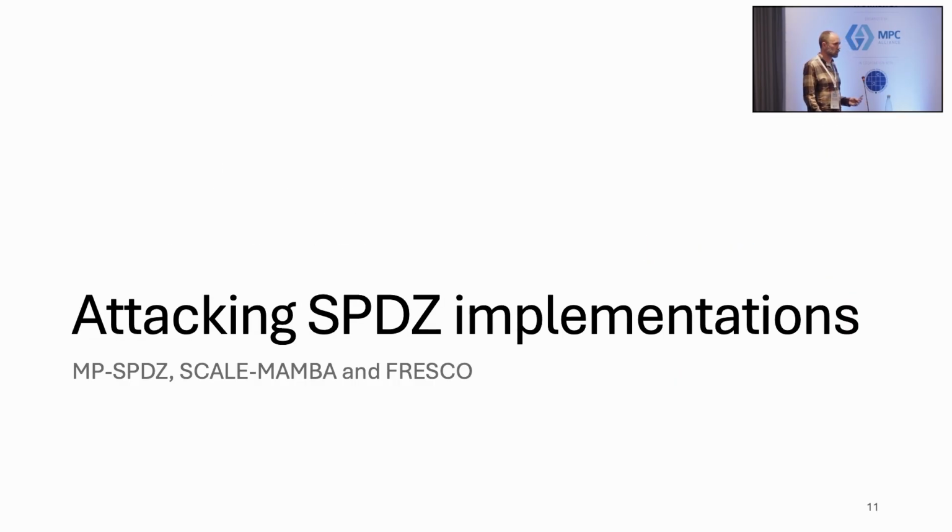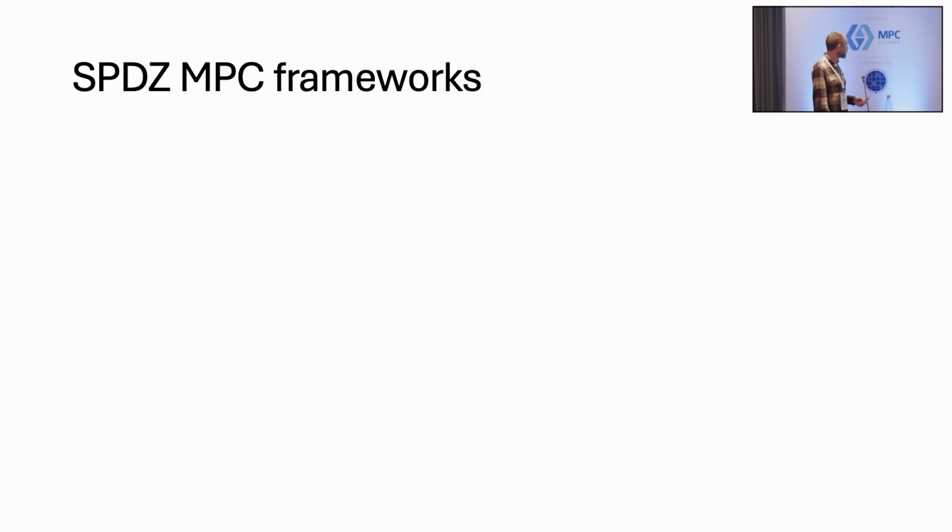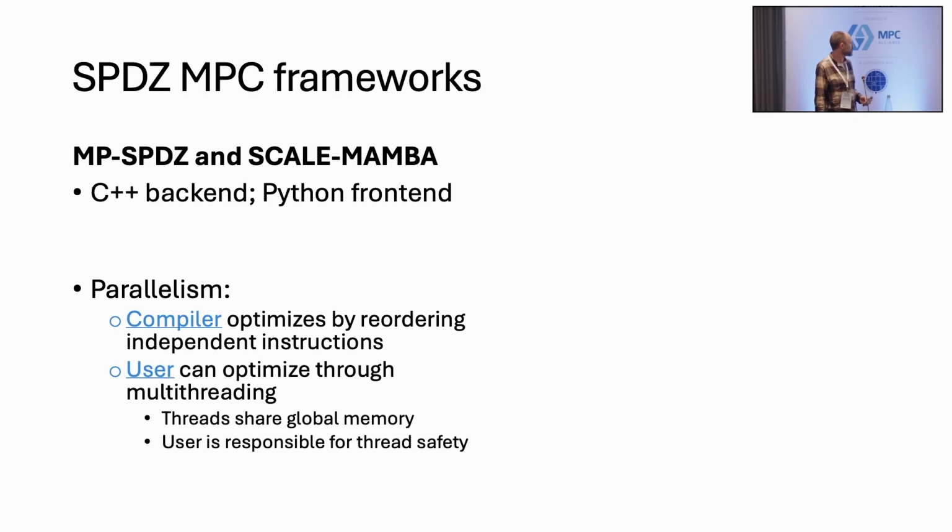OK, so how does it look for the implementations we studied? So we looked at the 3 frameworks. The first 2, MP-SPDZ and SCALE-MAMBA, based on a common code base of the Bristol SPDZ implementation, which has a C++ backend implementing various different kinds of MPC protocols together with a Python-like front-end compiler to translate the high-level programs into an intermediate representation that's executed by the C++.